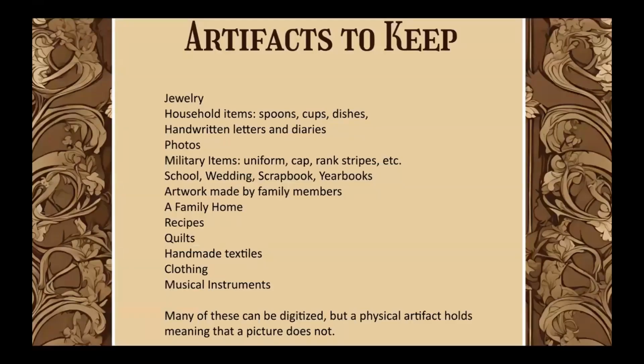Here are some other artifacts to keep. So we have jewelry, household items like this spoon, cups, and dishes. Because I am the keeper of all the old things, everybody always likes to give things to me. I have 3 sets of china given to me by 2 of my grandmothers and another from my father's ex-wife, so a step grandmother, because she knew I would enjoy that. We have photos, we have military items, scrapbooks, artwork made by family members, a family home.